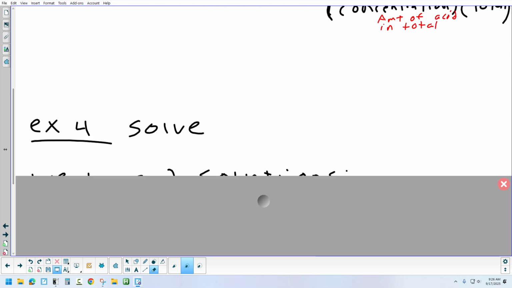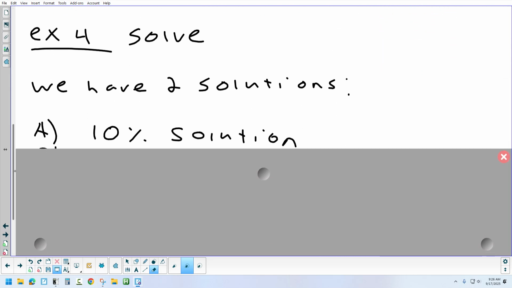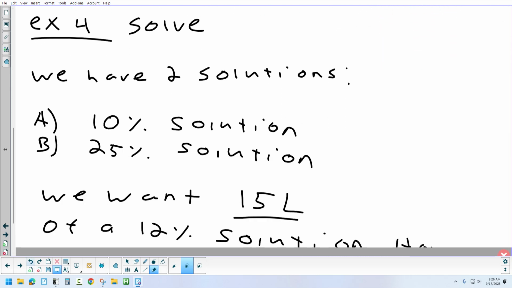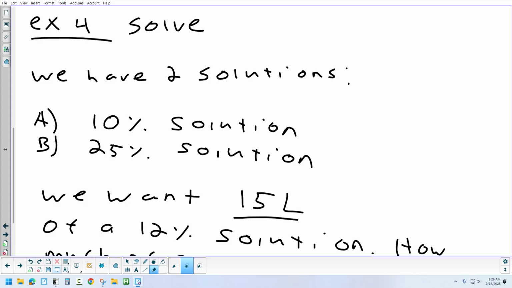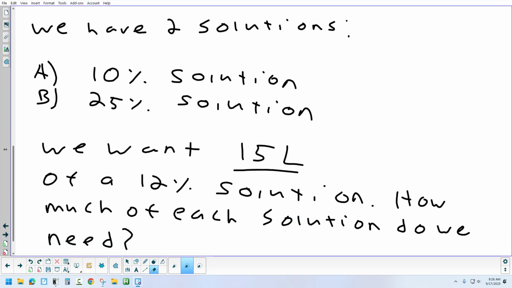Okay, so let's look at our problem. We have two solutions, a 10% and a 25%. We want to mix them together to get 15 liters of solution, and we want the strength of it to be 12%. So how much of each do I mix together?